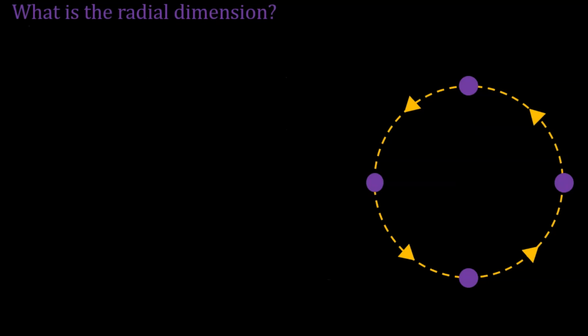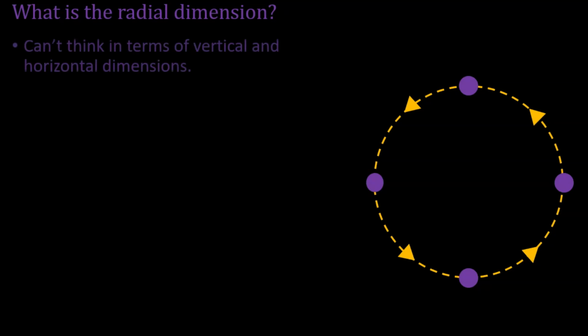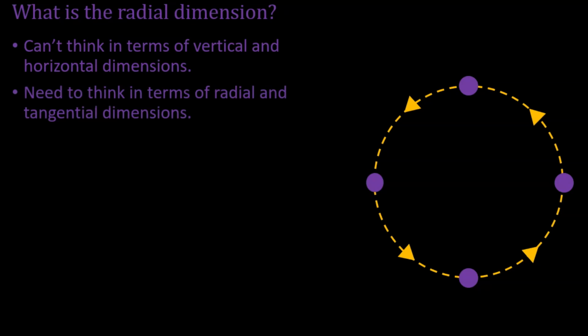Okay, so what is the radial dimension? Well, we've got a circular path here to the right, so let's talk about this. We can't, first of all, think in terms of vertical and horizontal dimensions. Up until this point, we have. Instead, we need to think in terms of radial and tangential dimensions. So let's look at what they are.